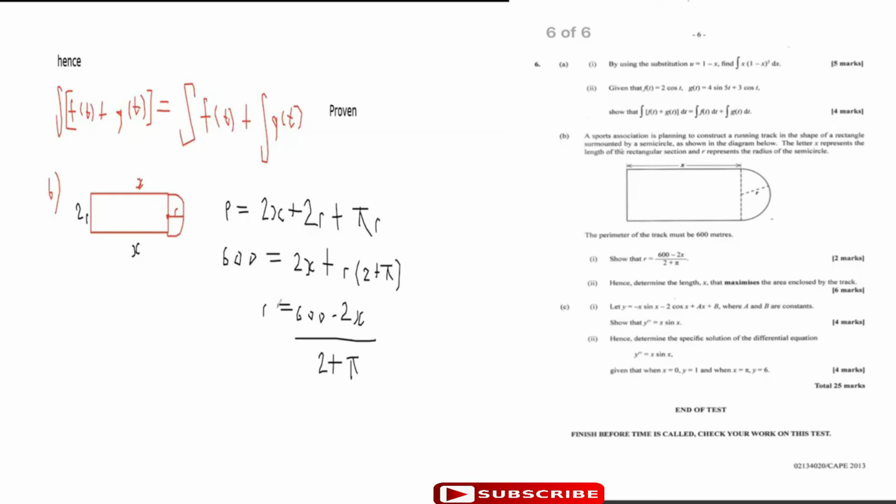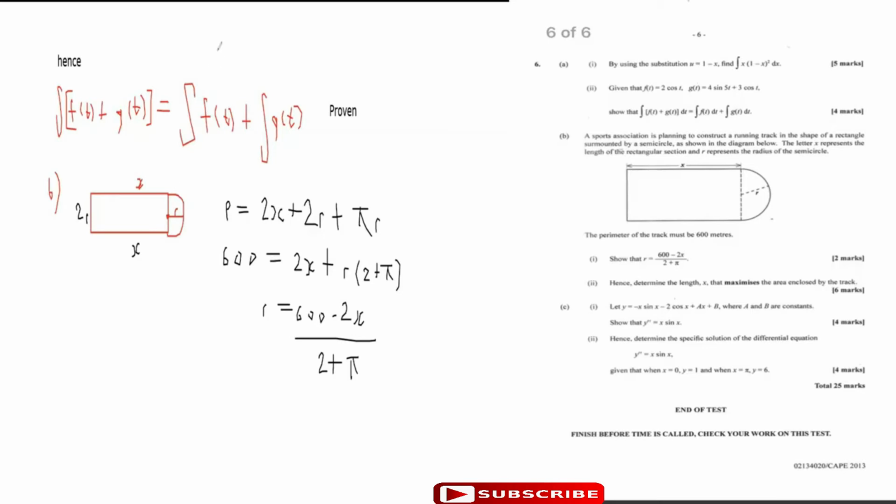The next part of the question says, hence. I want to pause when it says hence. Hence, meaning we have to use this knowledge somewhere, some way, somehow. It says, hence, determine the length of x that maximizes the area enclosed by the track.